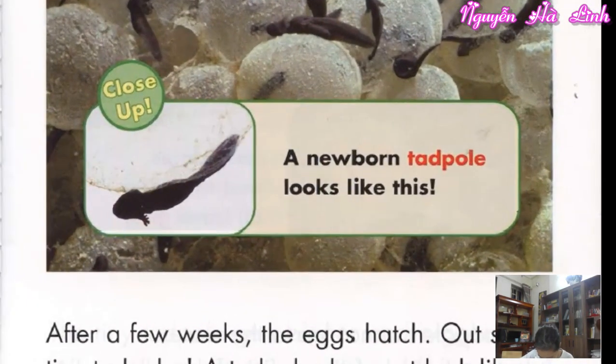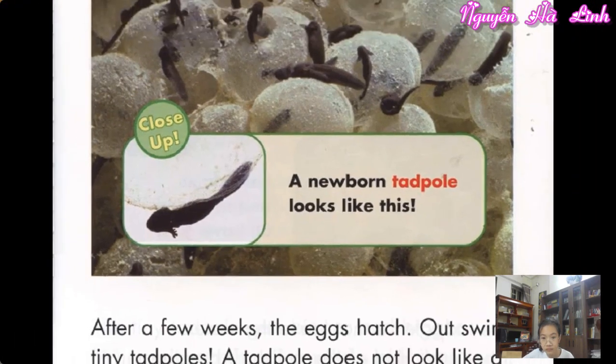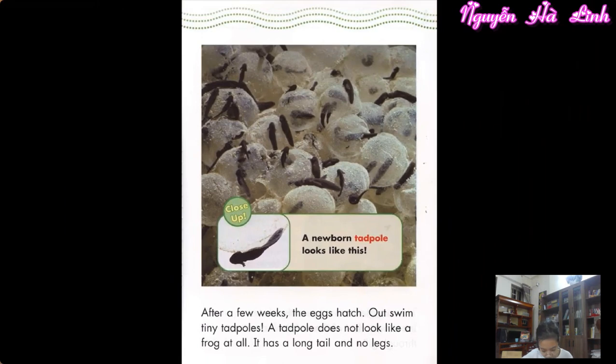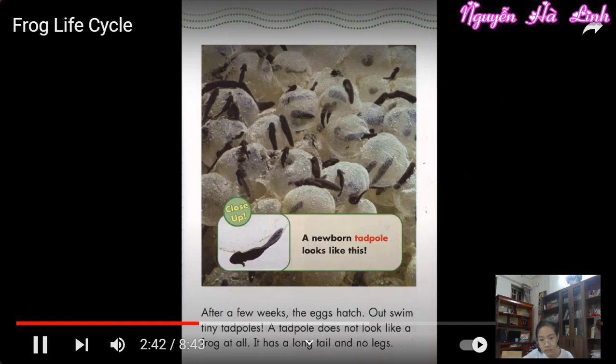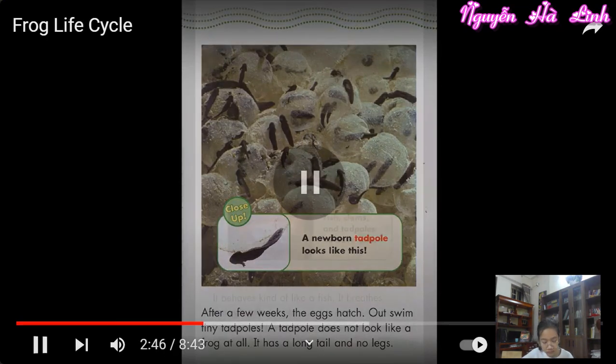This close-up shows you a newborn tadpole, what it looks like. So this is right after they come out of the egg. After a few weeks, the eggs hatch. Out swim tiny tadpoles. A tadpole does not look like a frog at all. It has a long tail and no legs.